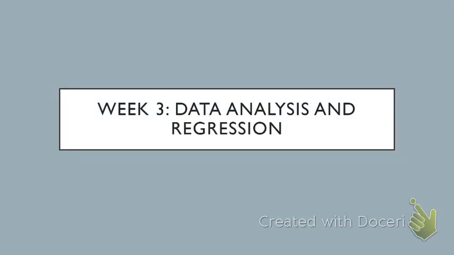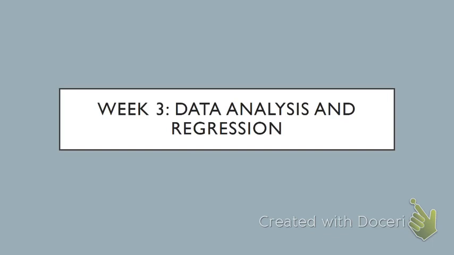Alright, so we're moving on to week 3. Week 3 of our distance learning is going to be over data analysis and regression. So in most of these problems, you're going to get a table. And then from this table, we're going to ask you to make a scatter plot and find something called a regression equation, which, you'll also hear me use the phrase line of best fit.